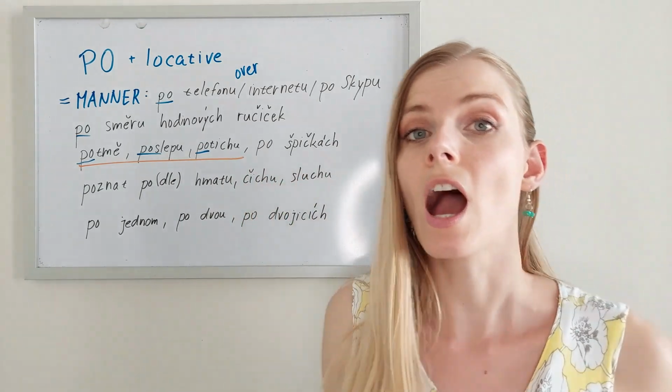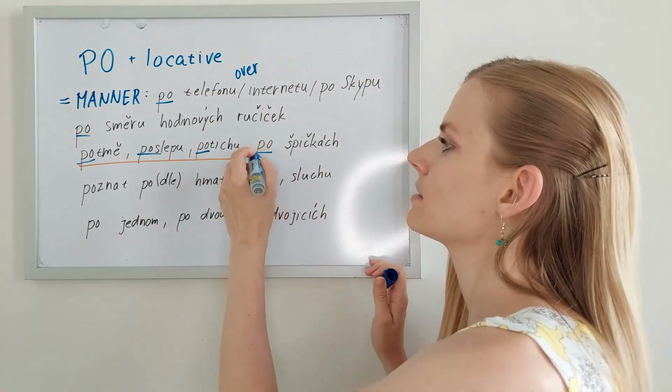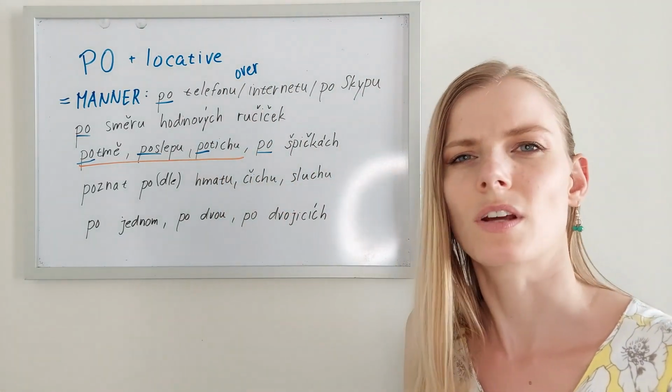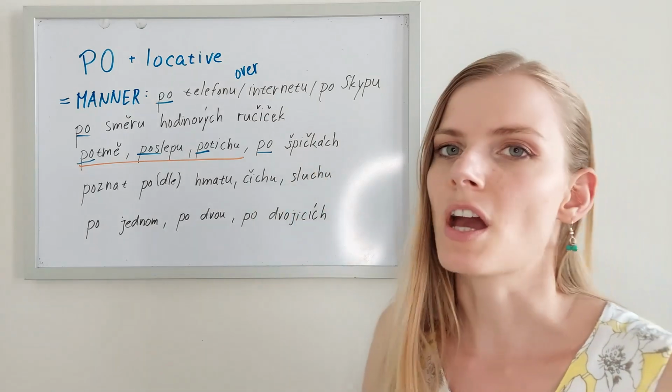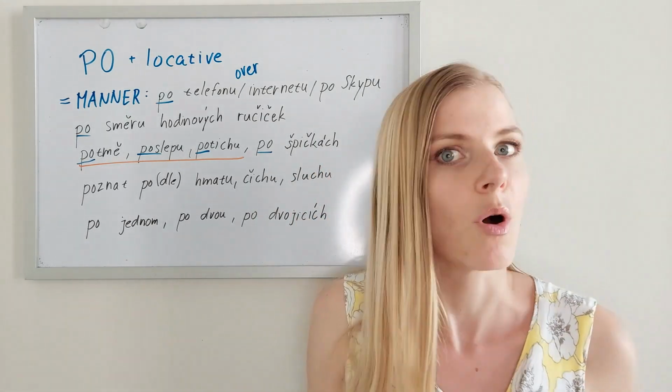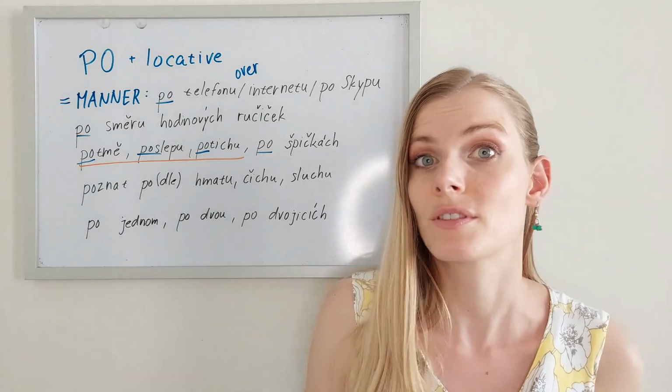Po špičkách is tiptoeing. Tiptoeing. And this one is actually spelled as two words. It's not possible to write it as one. Po špičkách. Špička is a tip and also a tip of a foot, on your tips.